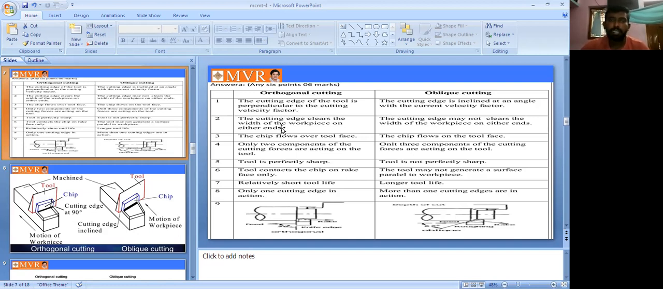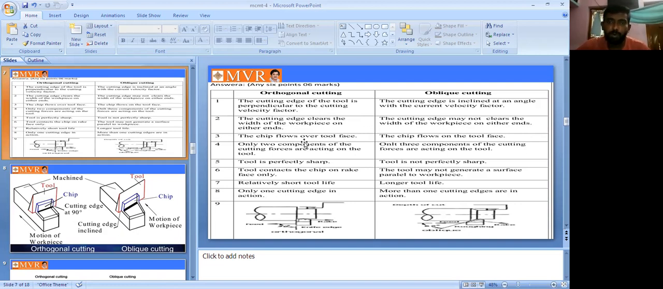Next, the cutting edge clears the width of the workpiece on either end. Here in orthogonal cutting, the cutting edge clears the width of the workpiece on either end. Here in oblique cutting, the cutting edge may not clear the width of the workpiece on either end. This is a major point. In orthogonal cutting it is clear; in oblique cutting the cutting edge cannot be clear.